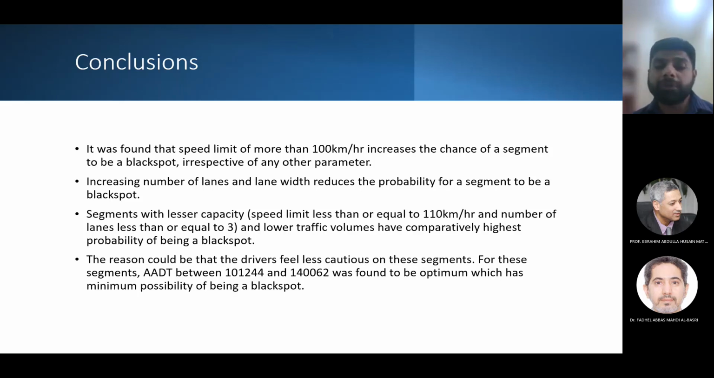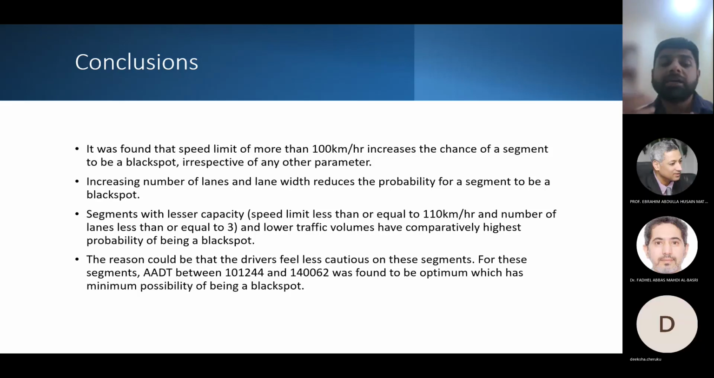The reason could be that when the traffic volume is lower, drivers feel less cautious on these segments. When you are moving over a segment which has lower capacity and is facing a low number of cars, you tend to go at higher speed. You tend to become careless, and you may have seen it even on local streets. On a street outside your house, sometimes you see drivers going at blinding speed, because they assume that nobody will be on that street. So sometimes it generates carelessness, and this could be the reason of these segments becoming a black spot.